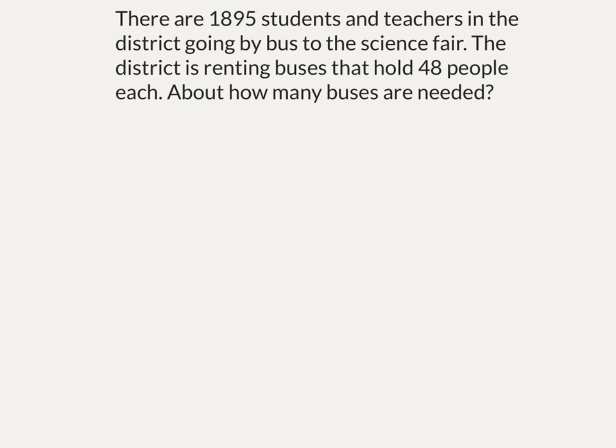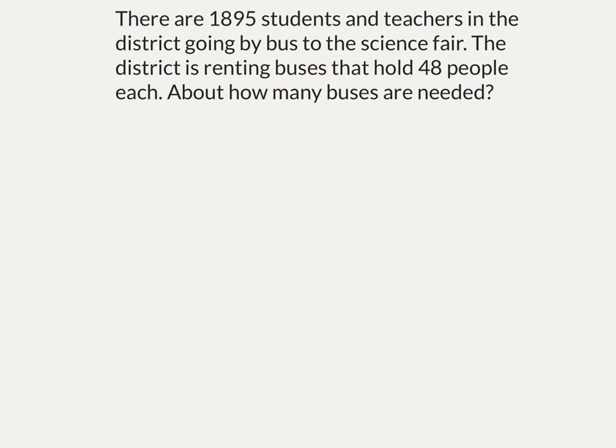Let's take a look at the problem. There are 1,895 students and teachers in the district going by bus to the science fair. The district is renting buses that hold 48 people each. About how many buses are needed? So we're going to be estimating. We know that this is an estimate because right here it says about how many buses are needed. It's not asking for a specific number.